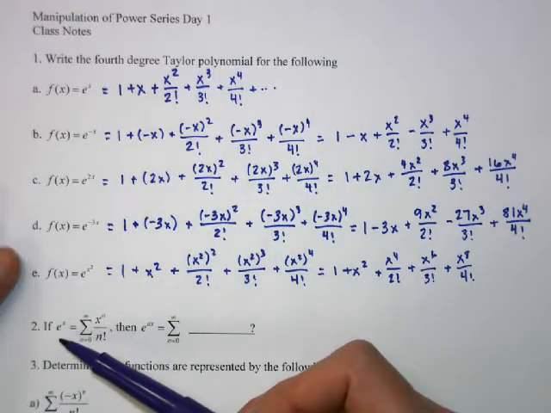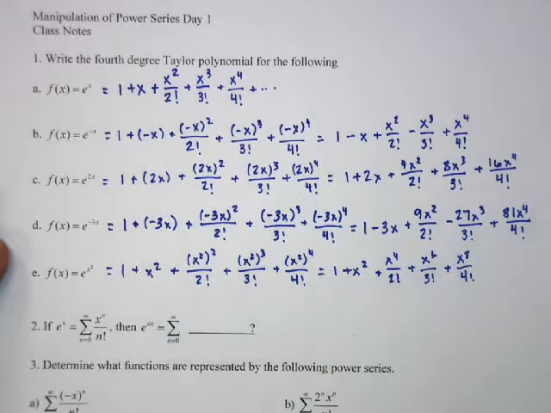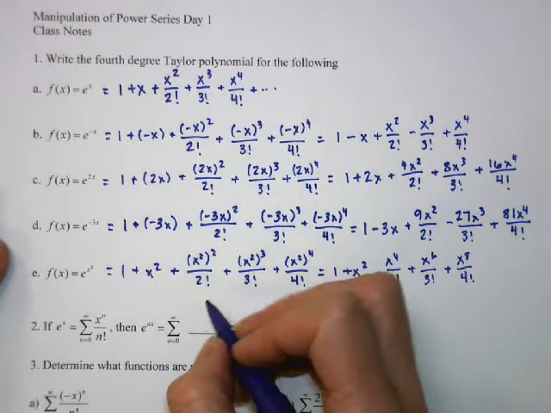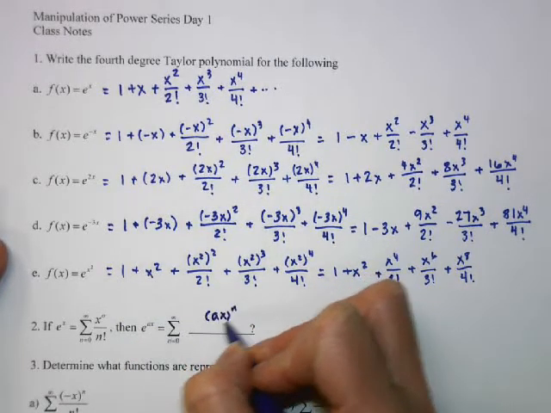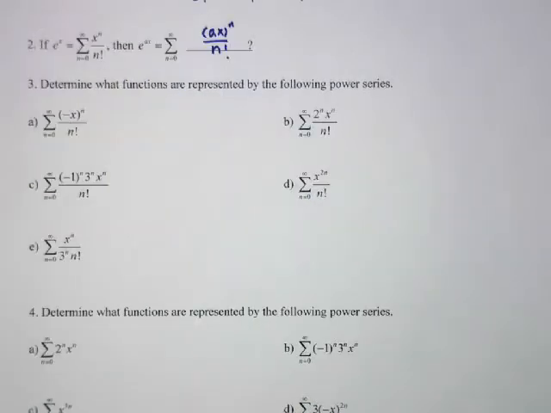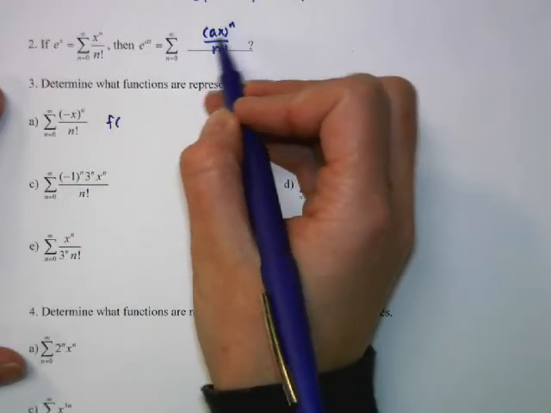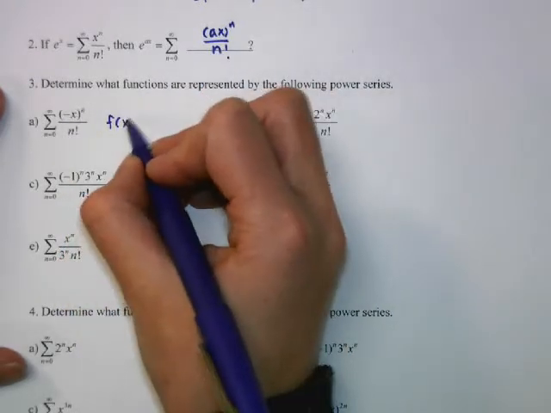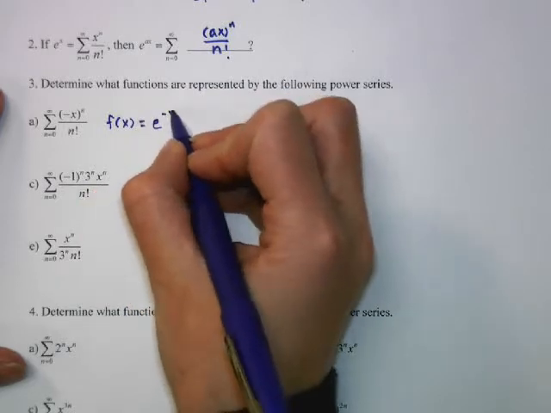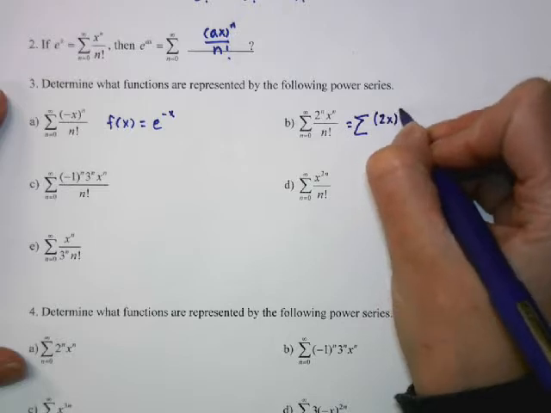So now we can do this in general. The sigma notation for the series for e to the x is x to the n over n factorial. So e to the ax is going to be ax to the n over n factorial. We're going to use that fact to write the function represented by these power series. Here we're just looking for what's in the parentheses. Here it's the negative x, so this is going to be e to the negative x. This I can rewrite as 2x to the n.